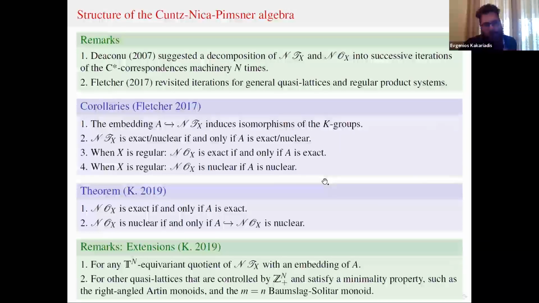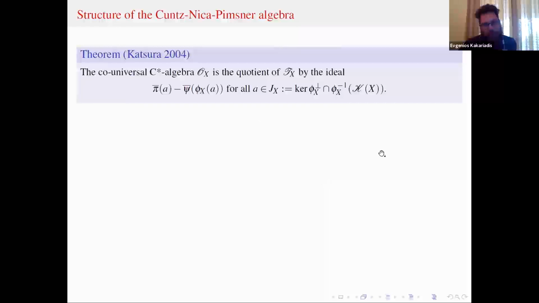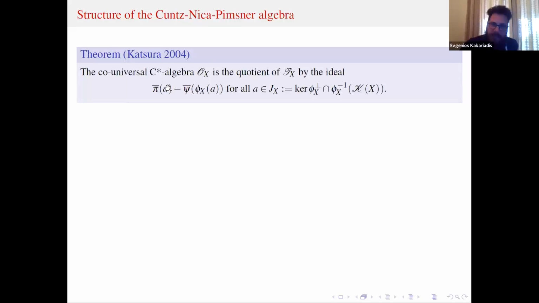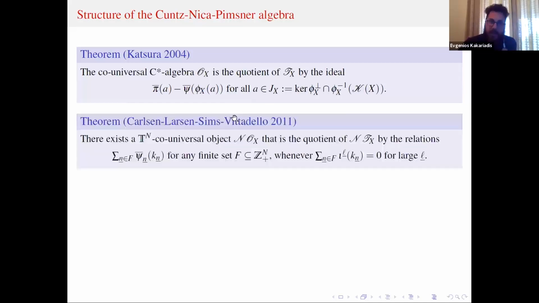Let me go back a little bit to the characterization of the covariant relations. So Katsura, for the one variable case, has a nice description of the covariant relations based on an ideal in A. Carlsen, Kwaśniewski, Ortega and Vidadello have a nice characterization, but now you don't see anymore one ideal in A or several ideals in A where these covariant relations come from.